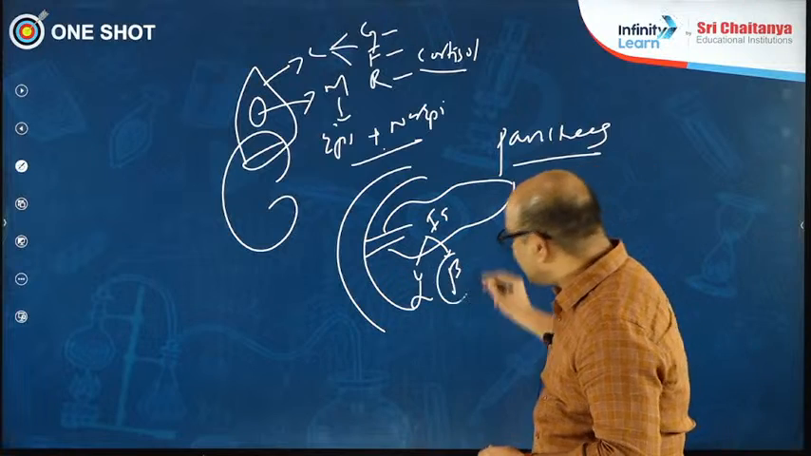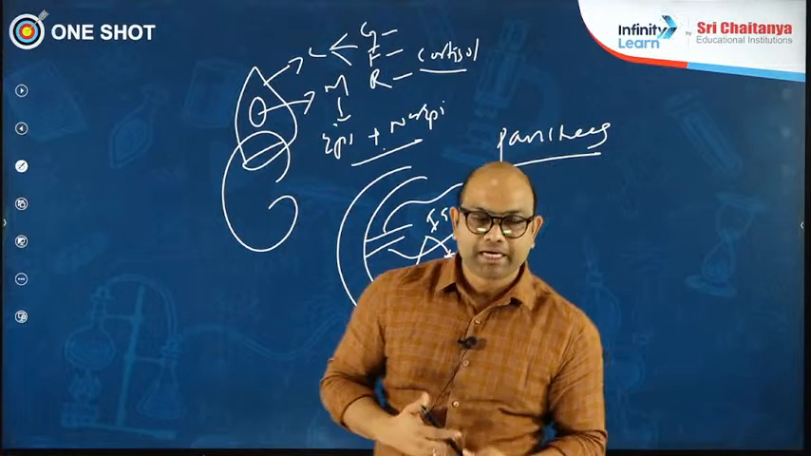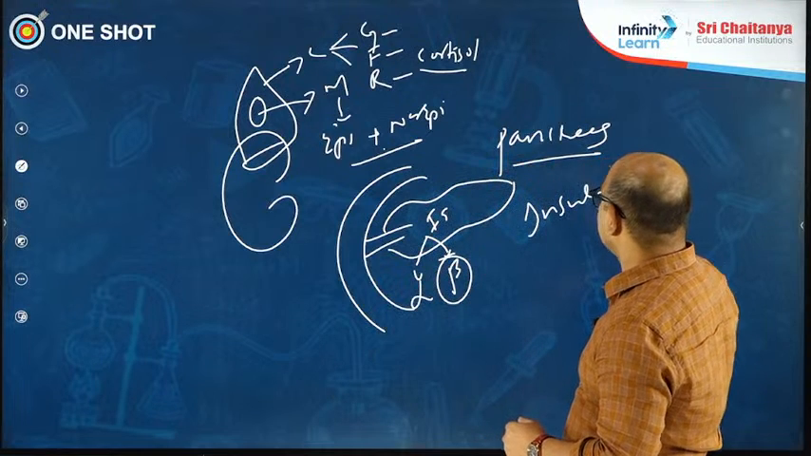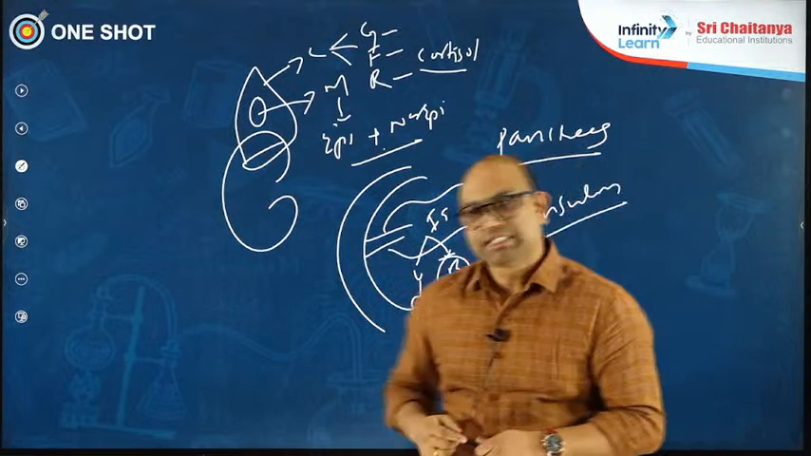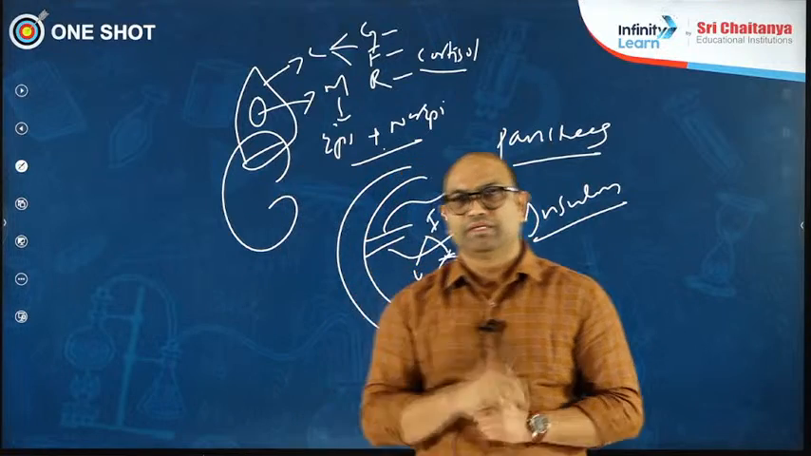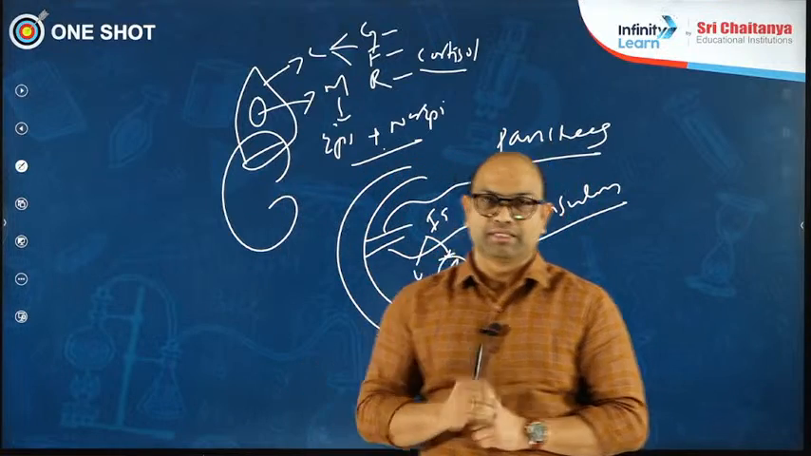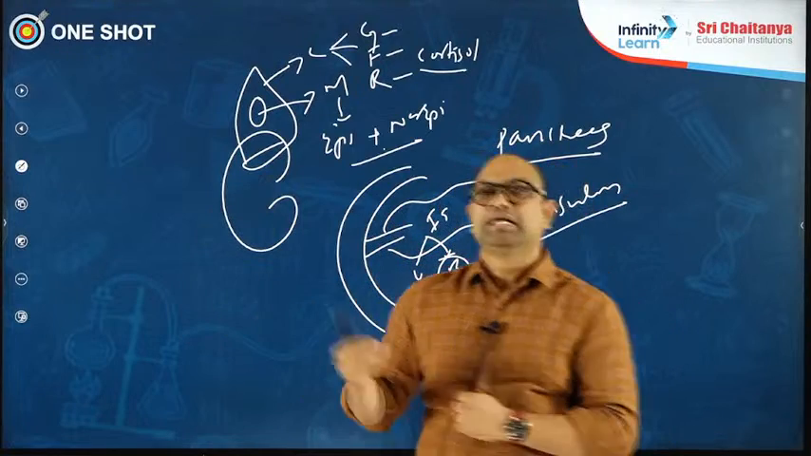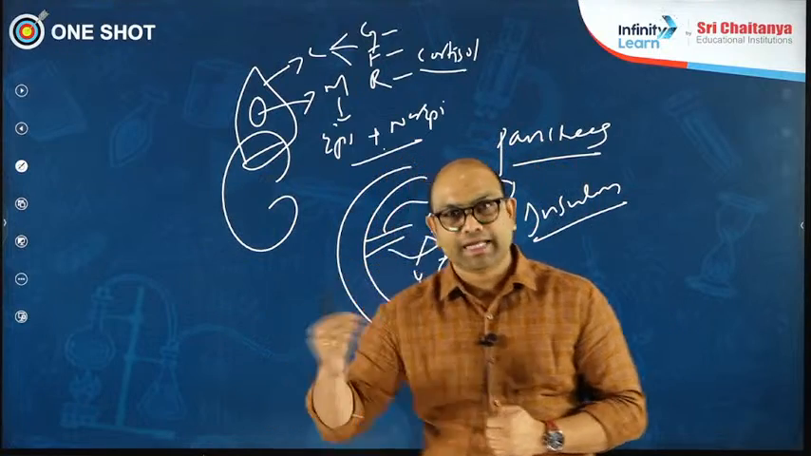Let us talk about beta cells. Beta cells secrete a peptide hormone known as insulin. When we talk about the functions of insulin, insulin is a hypoglycemic hormone. It reduces the blood glucose levels. How does it reduce the blood glucose levels? By moving the glucose from the blood to the body cells. The main target cells of insulin are hepatocytes and adipocytes.